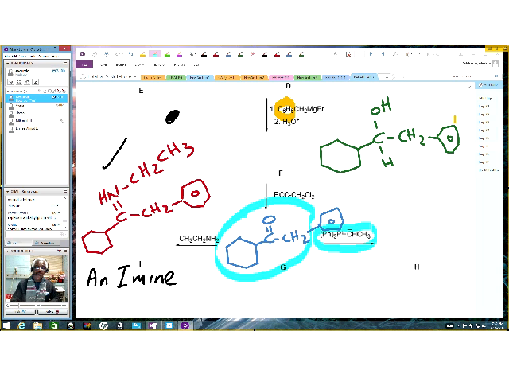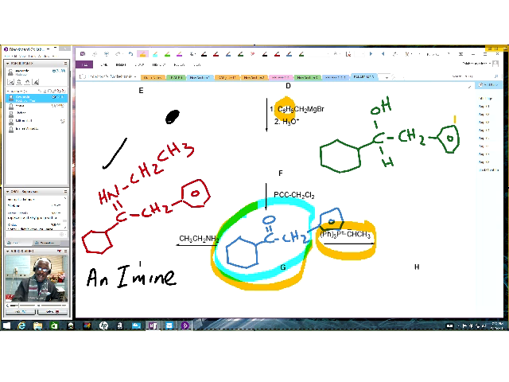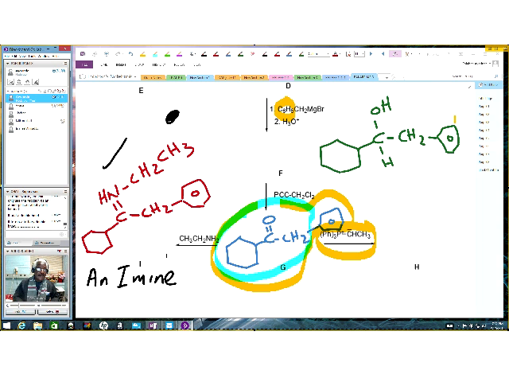Here we have, let me go back again. We have this molecule here reacting with this ketone right here. Now, what type of reaction is this? Does anybody have an idea? What type of reaction is that? A Wittig reaction, yes. This is a Wittig reaction.